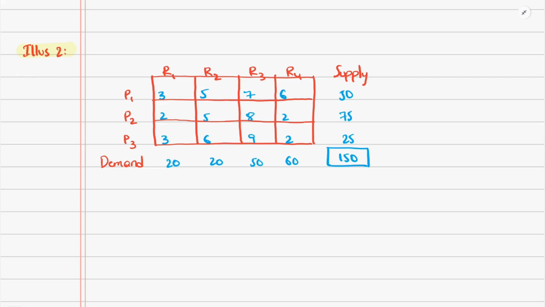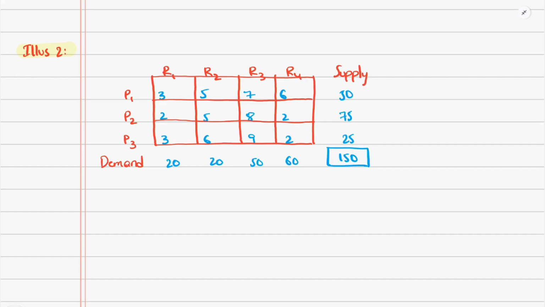The first thing is, we always need to check if the total supply is equal to the total demand or not. Let's see here, 50 plus 75 plus 25 is 150, and 20 plus 20 plus 50 plus 60 is also 150. This is a balanced problem. Now we can proceed to solving the problem using any of the methods, in this case the least cost method.